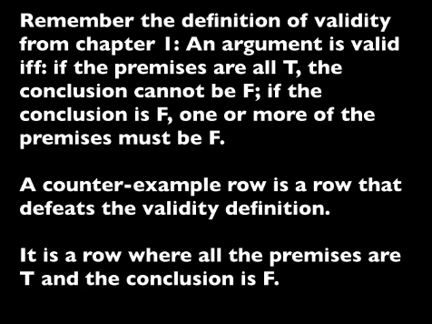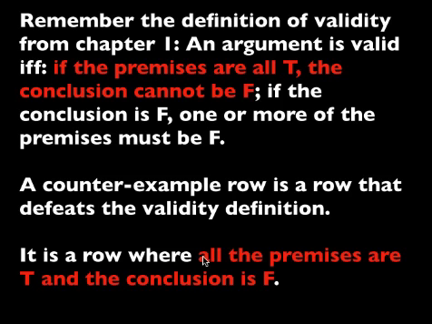If you're assessing whether the premises jointly imply the conclusion, that's what a counterexample row is. Premises are all true, but the conclusion is false. So if you find a counterexample row, what do I mean by saying it defeats the definition? Well, any row where all the premises are true and the conclusion is false means that this part of the definition failed, because if the argument's valid, if the premises were all true, the conclusion couldn't be false. Okay? But if there's a counterexample row, that can happen.